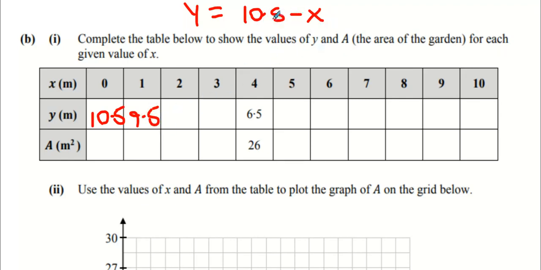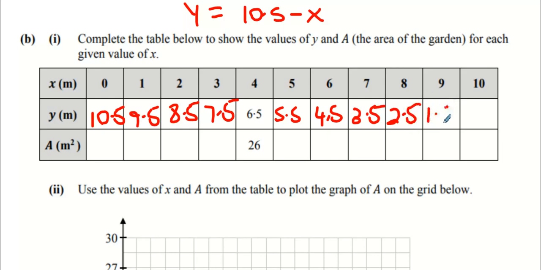The next one will be 10.5 take away 2, which would be 8.5. Then take away 3, 7.5. So you can see there's a bit of a sequence going on here. Just keep taking away 1, and you can fill it in all the way across. And finally, you end up with 10.5 take away 10, which is simply 0.5.